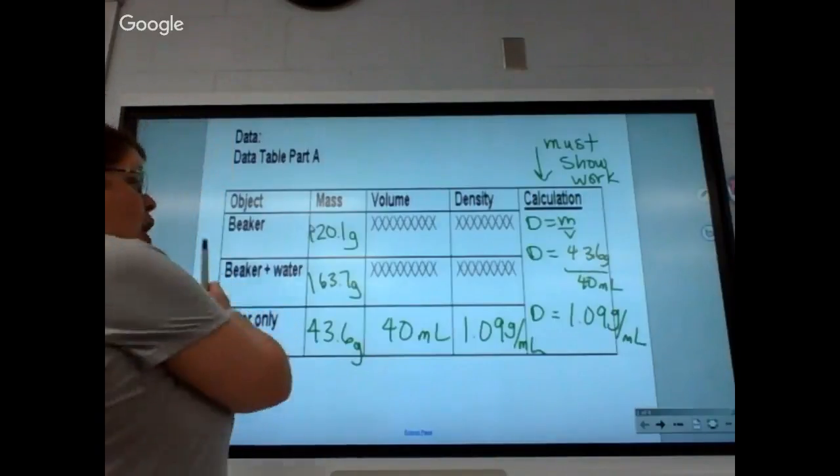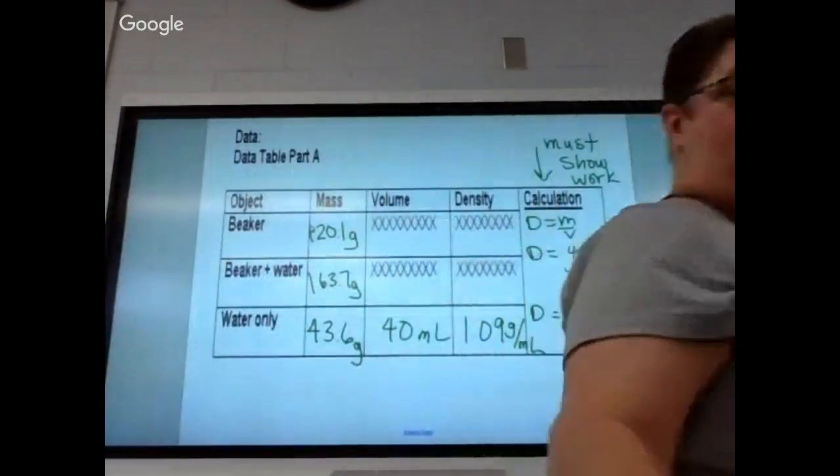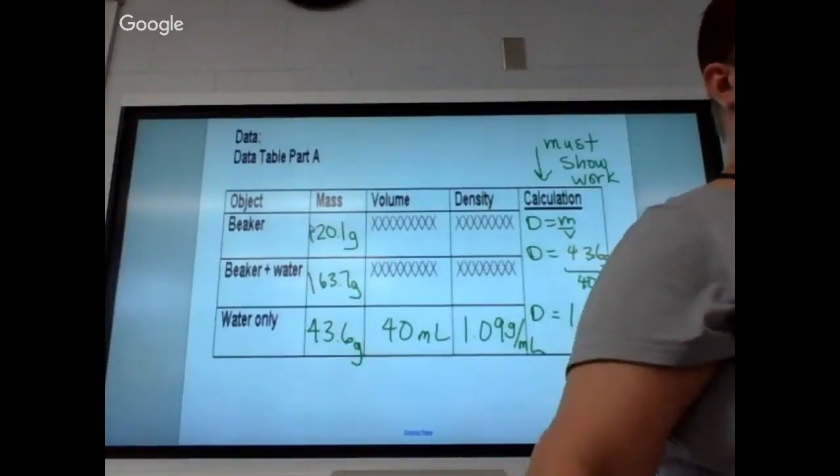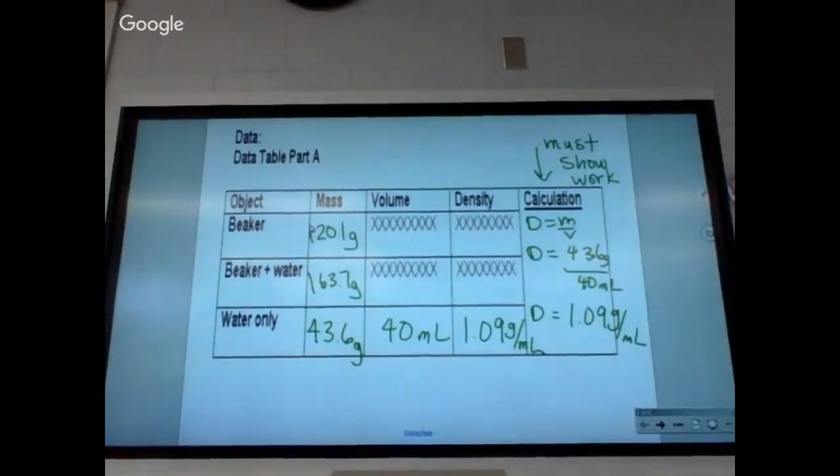Now, once you finished all of part A and filled it in, then you go to what? Part B. Part B is zinc. All right? I sent the zinc back here. It's metal. It's not going to hurt you. All right?